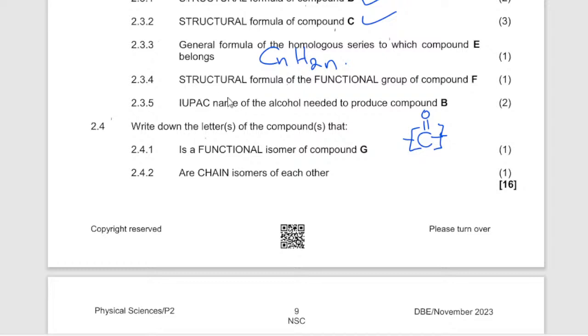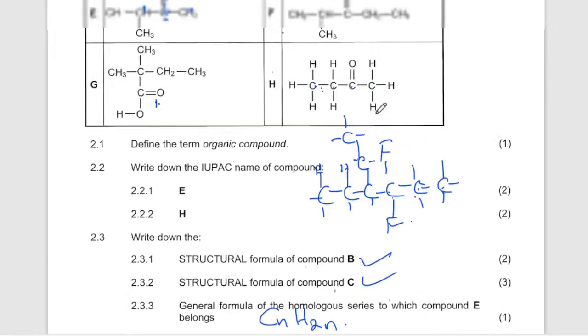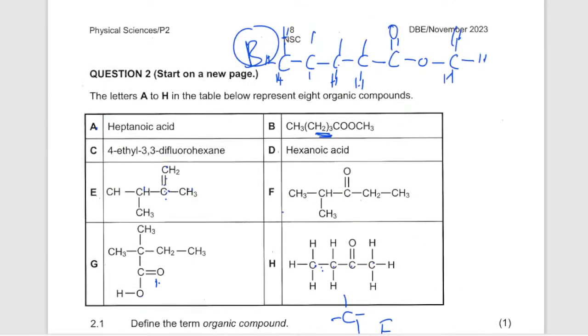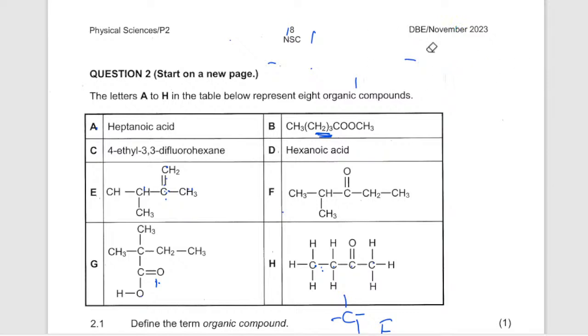Then, IUPAC name of alcohol needed to produce compound B. Where is compound B? We say that compound B is an ester. Since compound B is an ester, let's see which alcohol is used to form this ester.